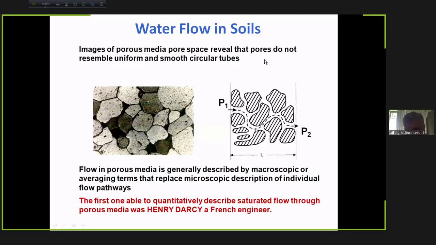You have a look here. Can you see the cursor? Yes, sir. Okay, so if you look at here, you will see the water is moving through the connected pores.